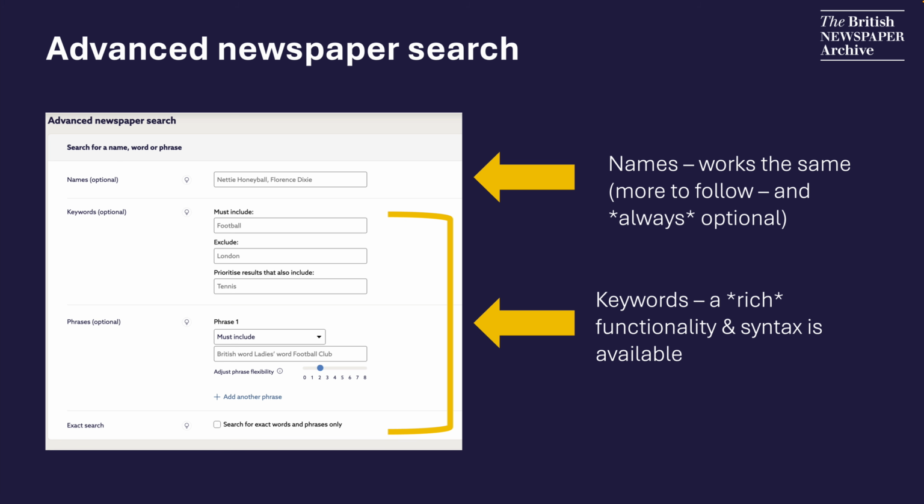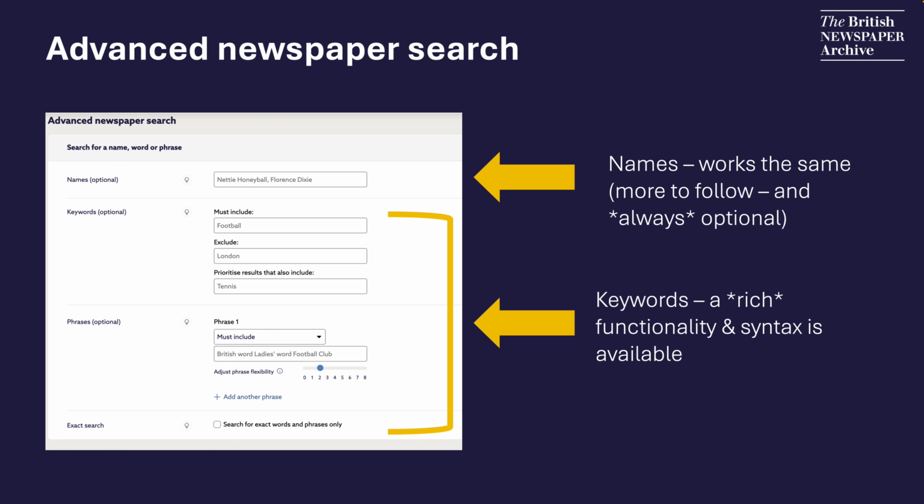You can also search for multiple names, which, through an example we'll see a little bit later, is very powerful in finding articles that connect people. If you don't want to use the name box, just leave it blank. There's no requirement at all to have anything in the name box.